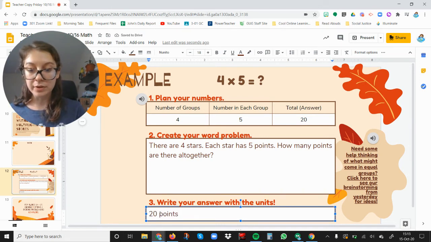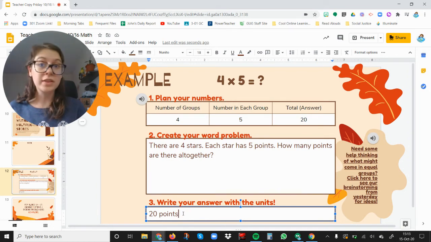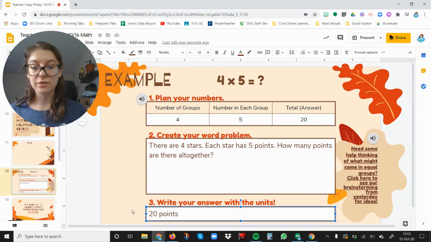It's really important that we add the units that you're talking about in your word problem so that people know what that number is referring to. If I didn't put 20 points, you might think it's 20 dogs or 20 ice creams. But in this word problem, I'm talking about points. So be sure to be clear and add your units to your answer for step 3.